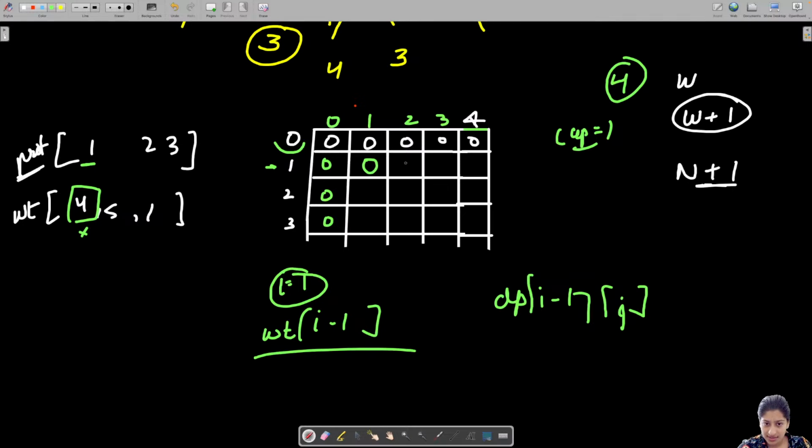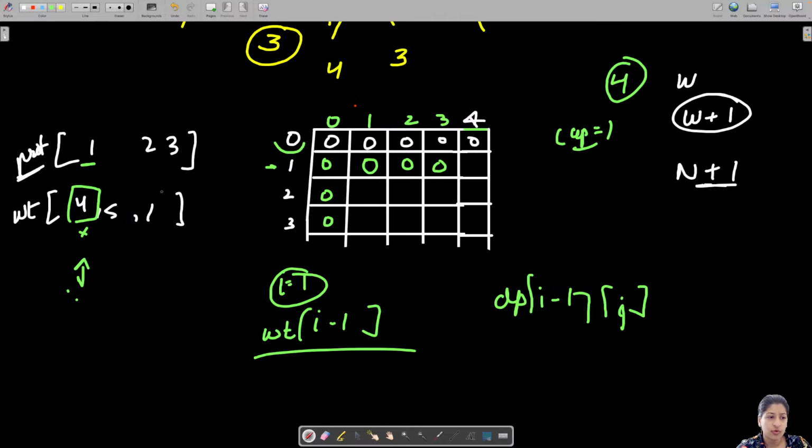You come to the next column now. The capacity of the knapsack is 2, and the weight at index I minus 1, the 0th index, is 4. So again you cannot select it, so you take the profit generated from the weights so far, which you get from the cell just above it. So 0, and till here it will be 0.